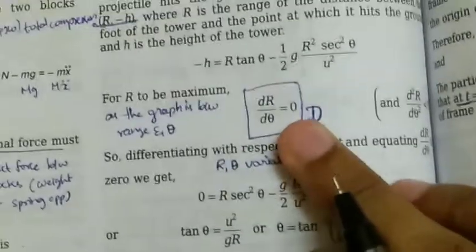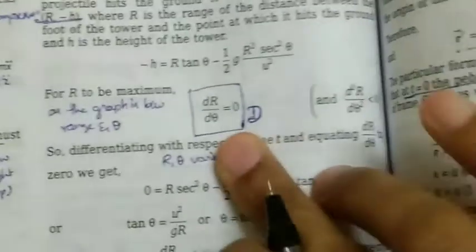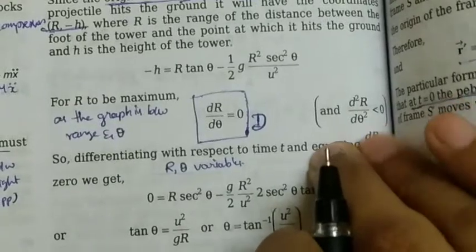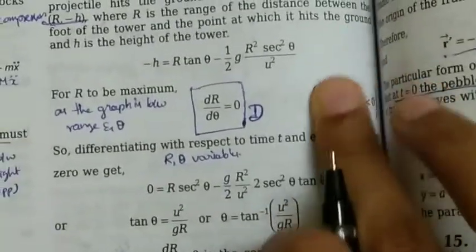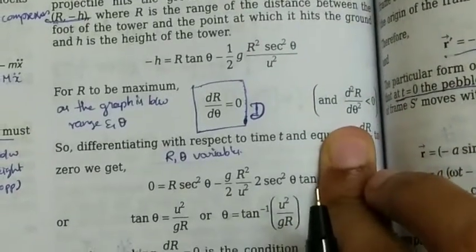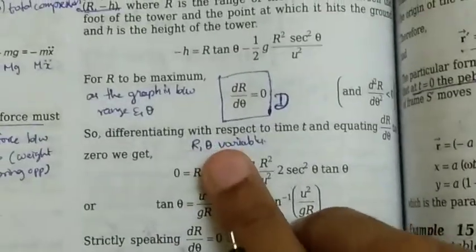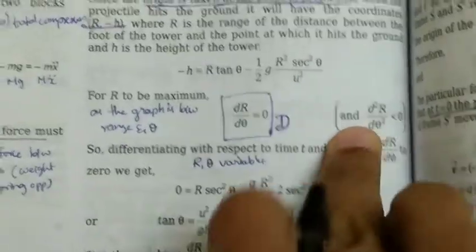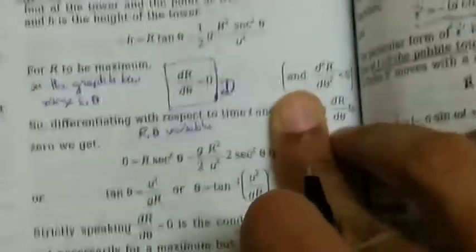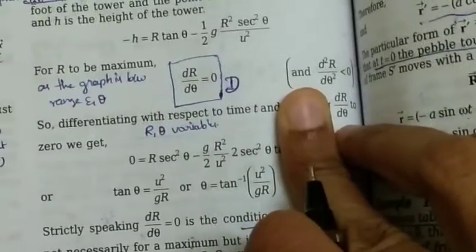So for r to be maximum, dr by d theta must be equal to 0, and d square r by d theta square must be less than 0. So this condition must also be satisfied. So this is the condition for maximum. If we are finding the minimum, then we would have d square r by d theta square greater than 0.